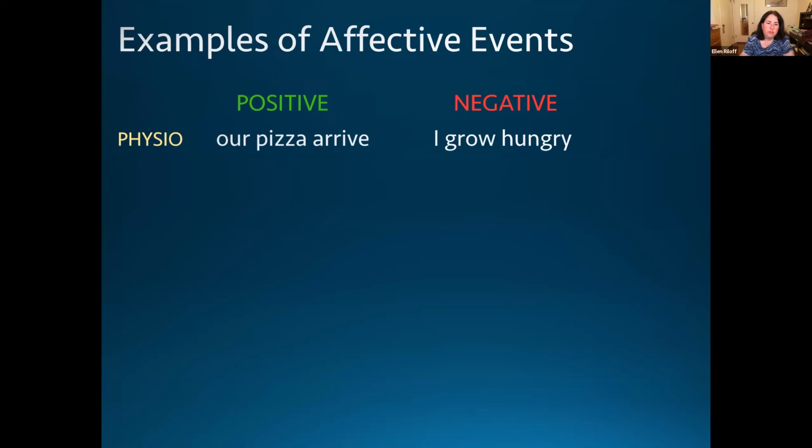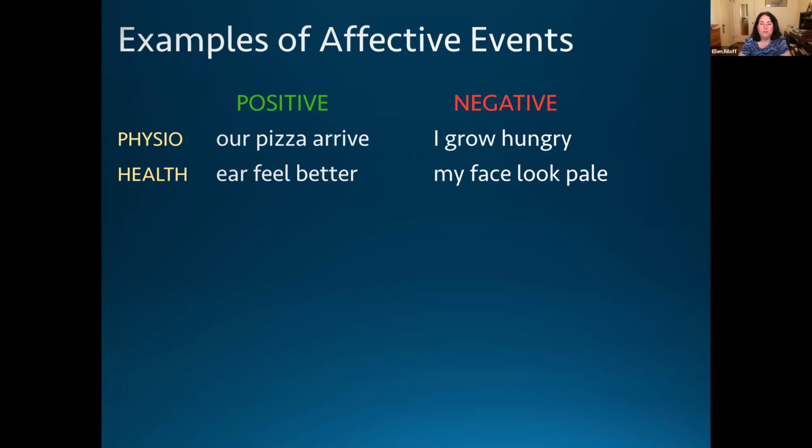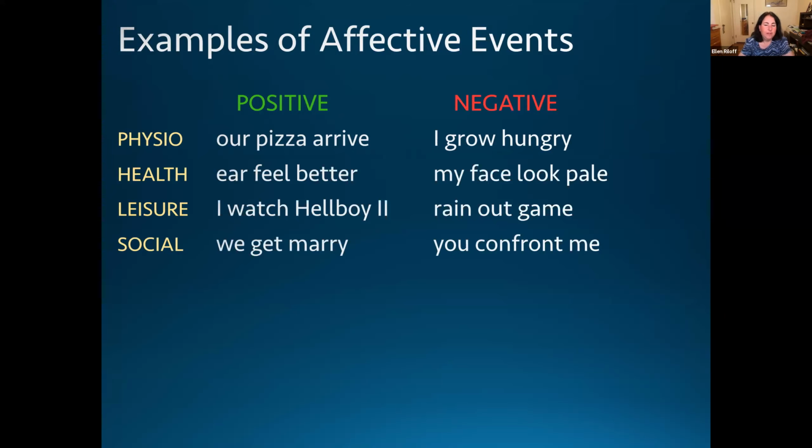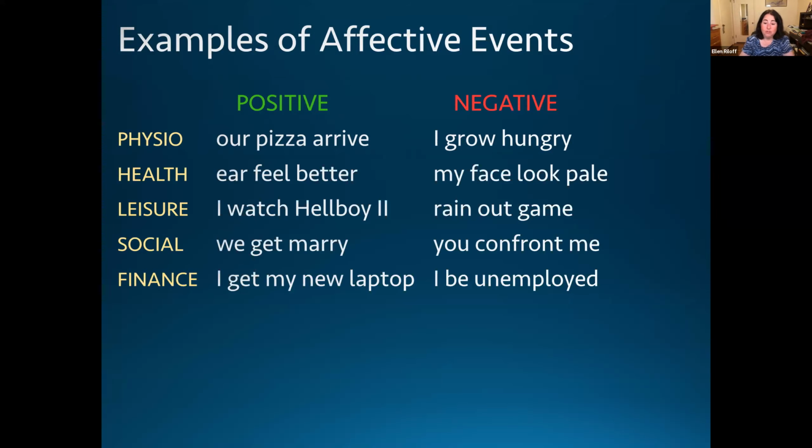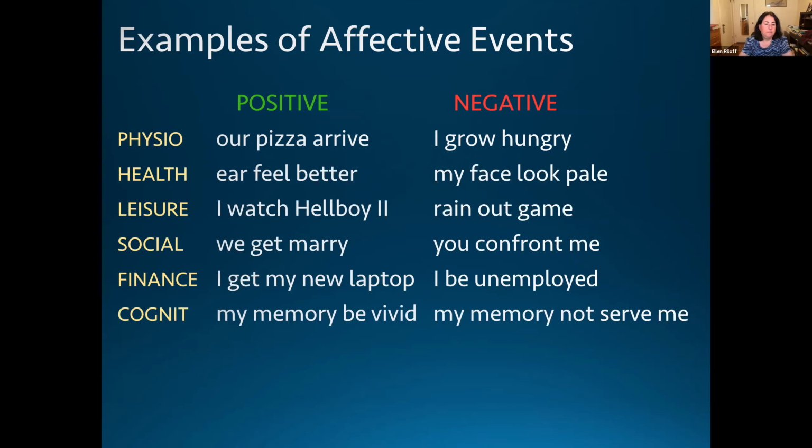And here are some examples of the events that we found for each of these categories. For the physiological, things like your pizza arriving was good. Getting hungry was bad. If your ear feels better, that's good. If your face looks pale, that's bad for health. For leisure, watching Hellboy 2, I know some people like it, that wouldn't be me, but apparently it was popular in these blogs. But if a sports game is rained out, that was bad. For social, getting married was good. Being confronted is bad. For finances, getting a new laptop is good. Becoming unemployed is bad. For cognition, memory is vivid was a good one. Memory not serving you was bad.